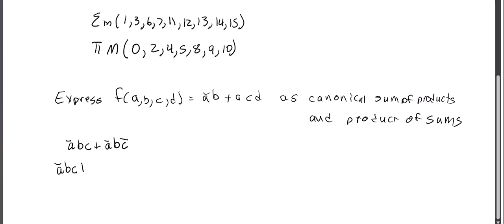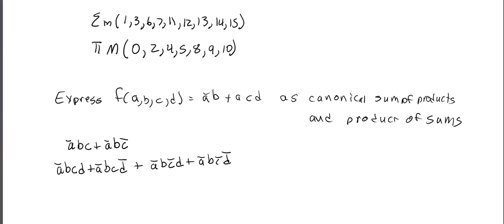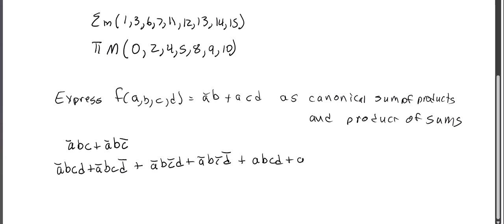So a bar b c d plus a bar b c d bar plus a bar b c bar d plus a bar b c bar d bar. So all 4 of these came from this a bar b. So all of these have a bar b, and then they have every possible combination of c and d in them. So that's this one. Plus a c d, that only needs a b, so a b c d or a b bar c d.